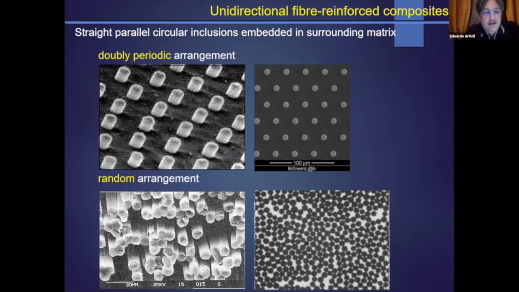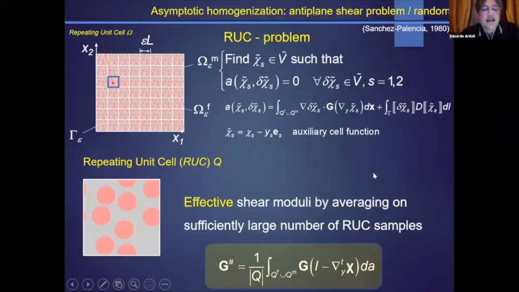These are materials that are made of a surrounding matrix material into which, in this case, straight parallel circular fibers are embedded either in a doubly periodic lattice, the upper cases, or else in a totally random arrangement, the lower snapshots. Actually, the application of interest here refers to random composite materials, and for their mechanical constitutive characterization, one of the possible approaches is asymptotic homogenization.